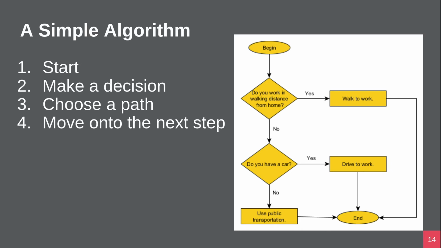Okay, so for example, walking to work is a process, but do you work in walking distance from home is a decision, so it's a yes or a no. And the beginning and end are oval shapes. Those are just called terminators. Usually a flowchart starts and ends with these little program terminators when we make it.